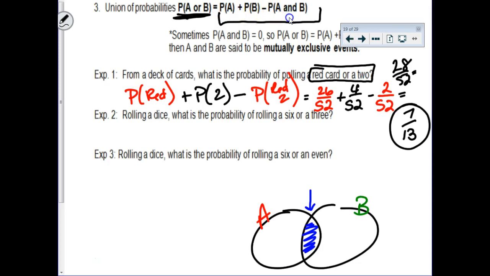Oftentimes in your college books, they'll give you things like event A is 0.72, event B is 0.34. So you have to know the formula because there's no context to those questions.